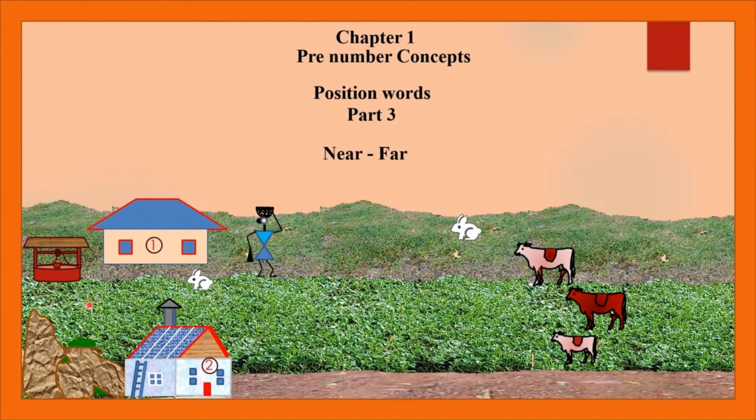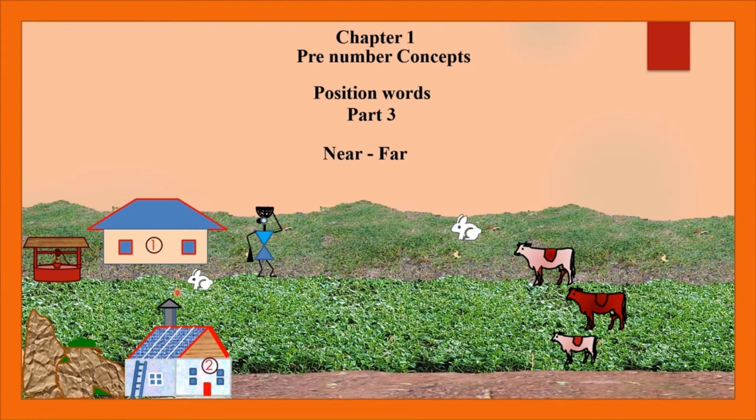Where is this well? The well is near house number 1. Where is the woman standing? The woman is standing near the house and a little far from house number 2. And the well is near house number 1. Now where are the cows in relation to house number 1 and house number 2? They are far. They are far from both the houses.